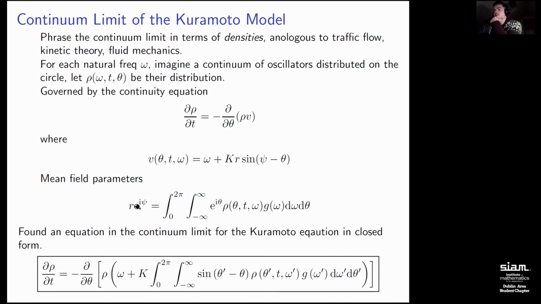And then the mean field parameters again are expressed here, but in terms of the continuum limit. So using all three of these, they were able to come up with an equation for the continuum limit version of the Kuramoto equation, which in its closed form is given here.